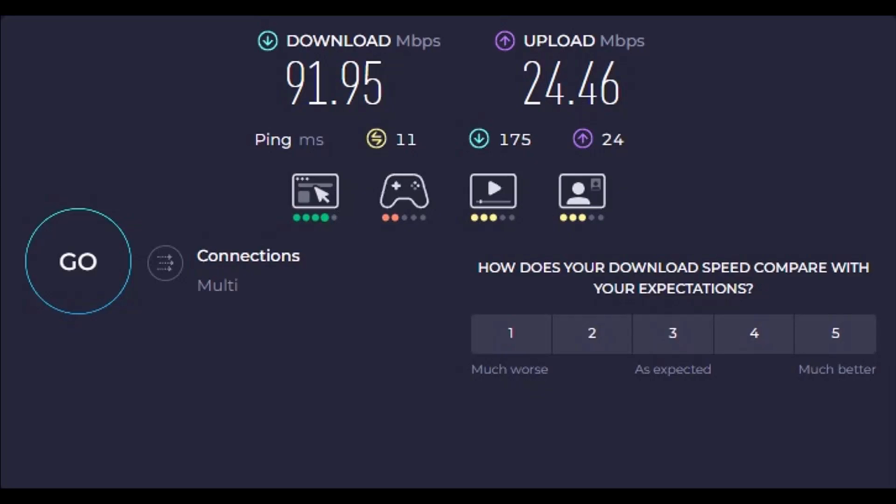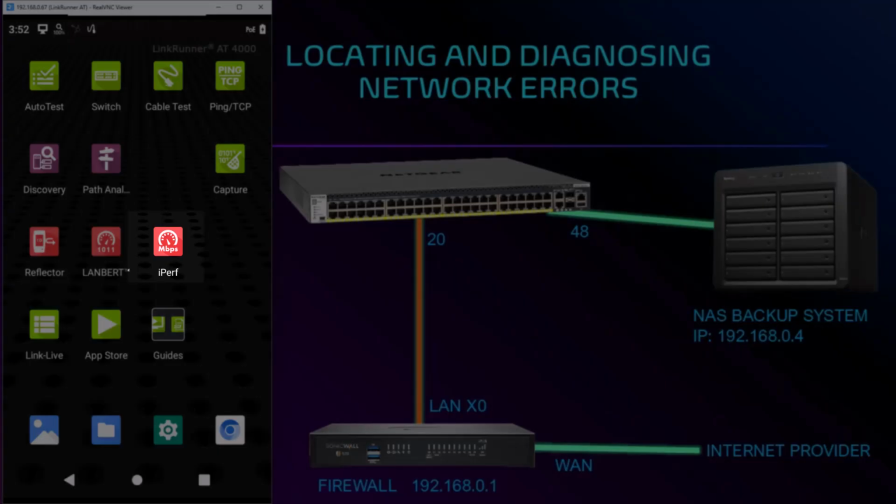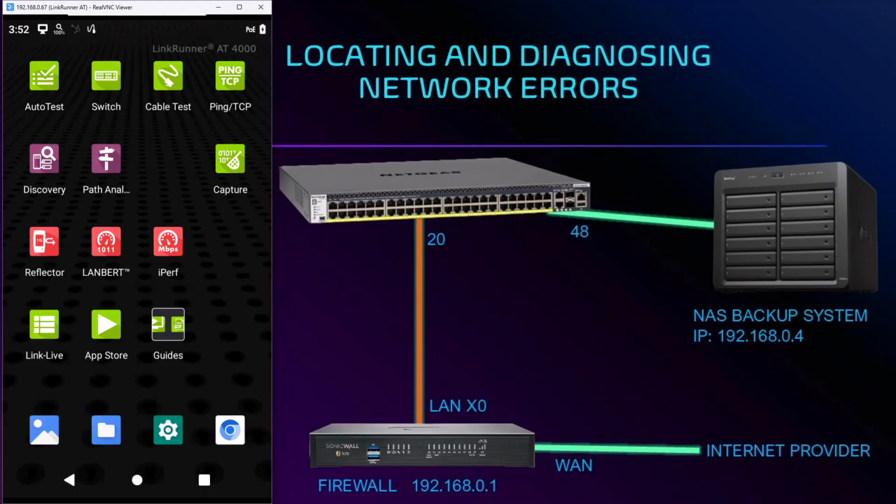Moving on with our diagnostics, the first complaint at this business site was they had internet speed issues. The internet service at this location is provisioned for 300 megabits download speed. However, they are only receiving 90 megabits. To find out why it's 90 megabits per second, we will first perform a bandwidth test by using the iPerf tool on the LinkRunner AT4000.